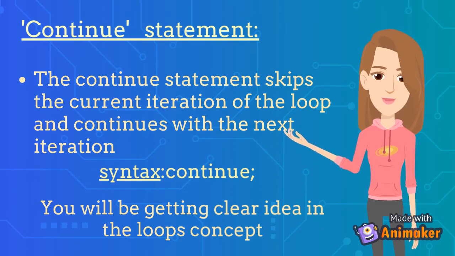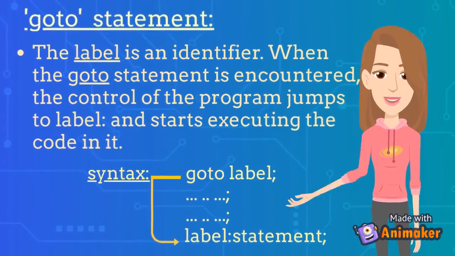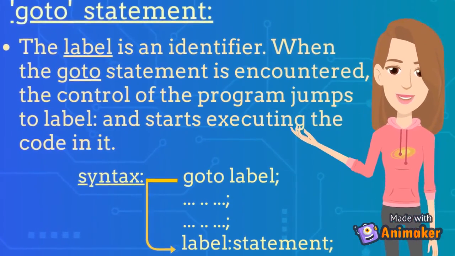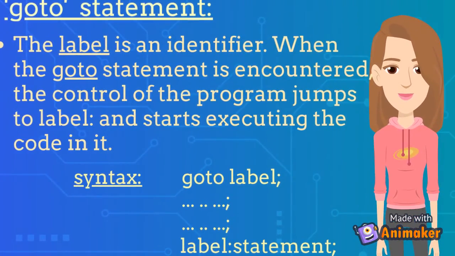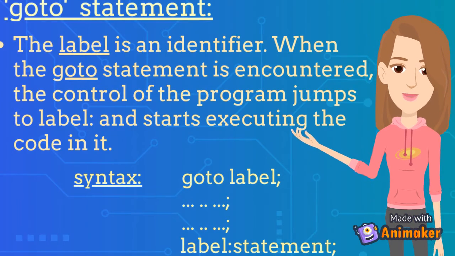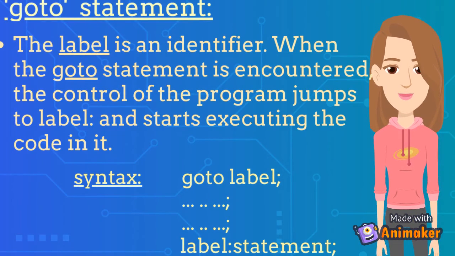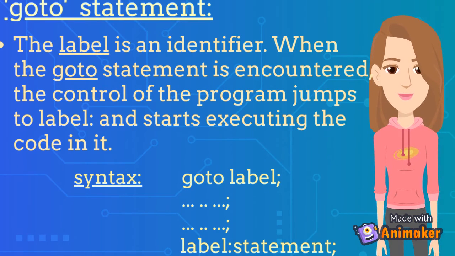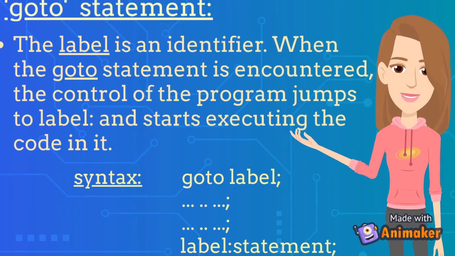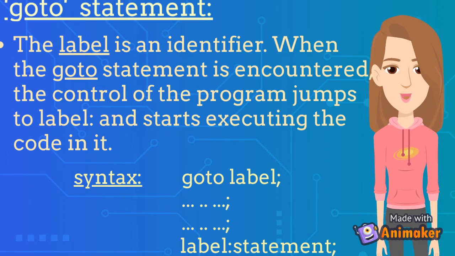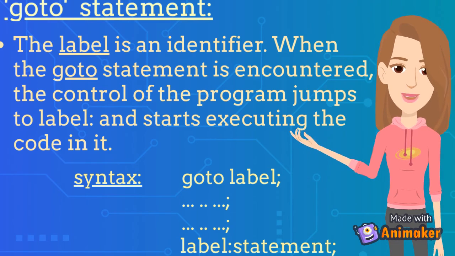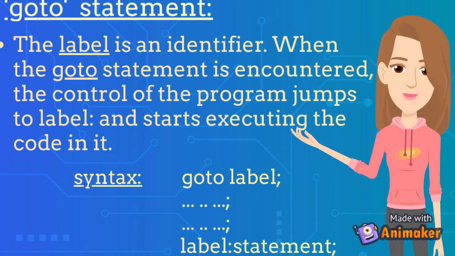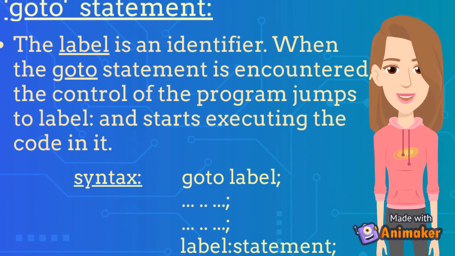Moving to the last one, the goto statement. In goto statement, label is an identifier. When the goto statement is encountered, the control of the program jumps to the label and starts executing the code from it. For example, the syntax: goto label, some statements, label, statements. When goto is encountered, the program jumps to the label statement and executes the statements in it.